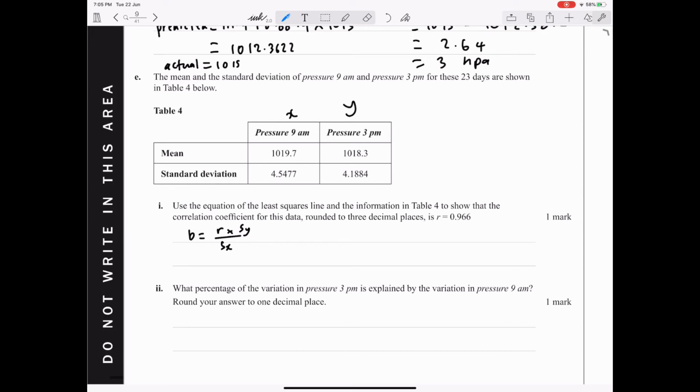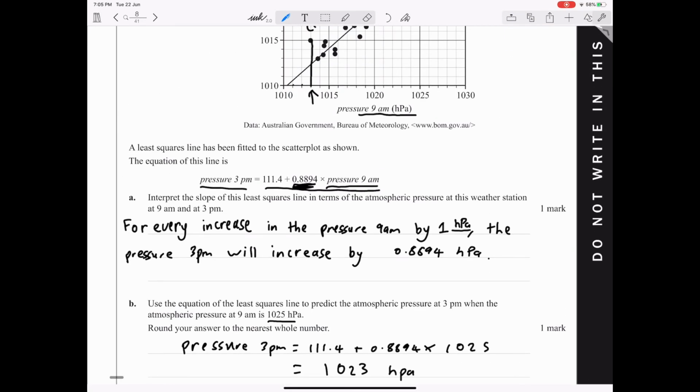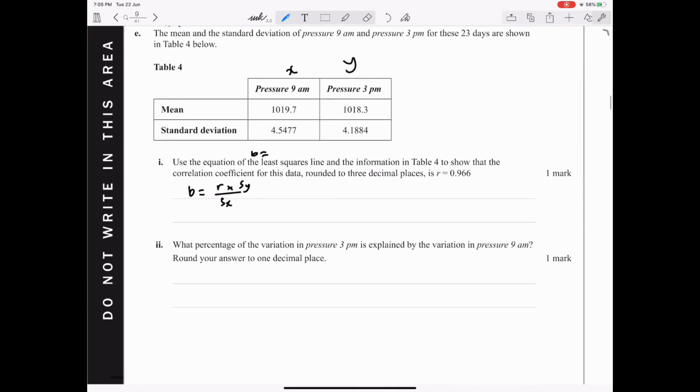So we know from the slope that the pressure at 9 a.m. is the x value, or the explanatory variable, and the pressure at 3 p.m. is the response variable. So the value of the slope, if you look at the least squares regression line, is 0.8894. So we know B equals 0.8894. So sub the standard deviation of x and y into the formula and the slope to find the correlation coefficient, which is the value of R.